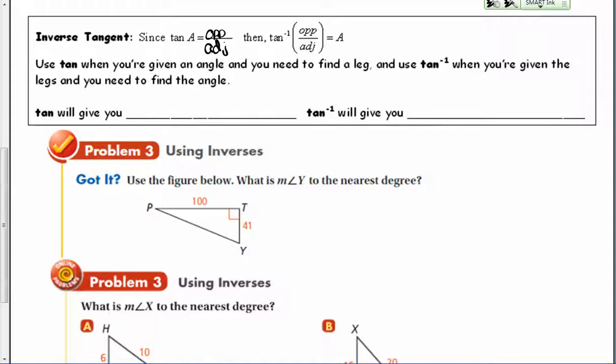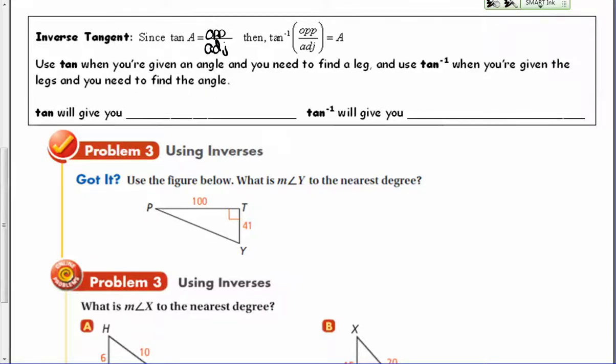What happens when I have my inverse function here is that when I use my inverse function, I use the tan inverse of the opposite over adjacent will equal my angle measure. And so before, where I was looking for a side length, I can use my inverse tangent or my inverse sine or my inverse cosine to go ahead and find the angle measure. And so that's why we use the inverse functions to find the angle measures.